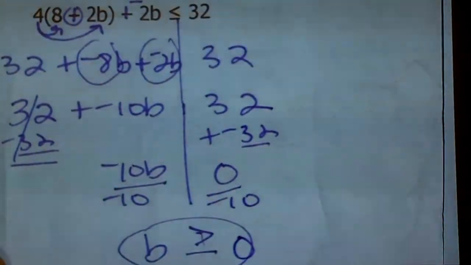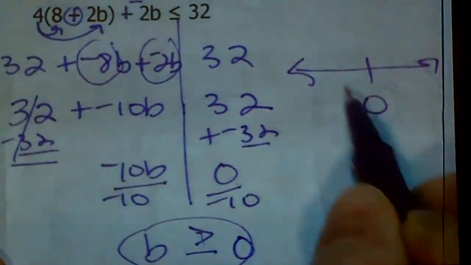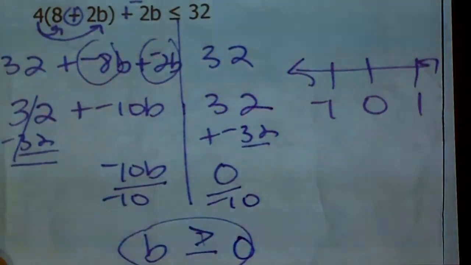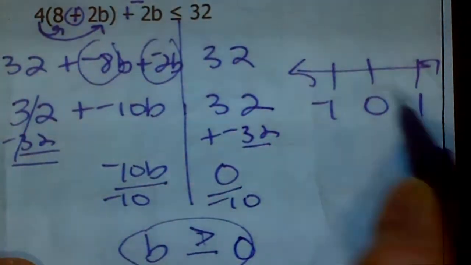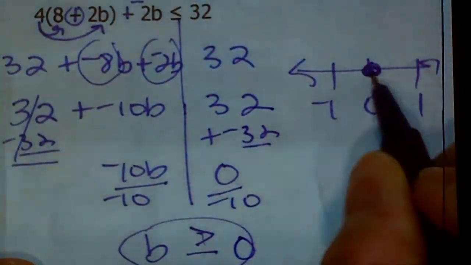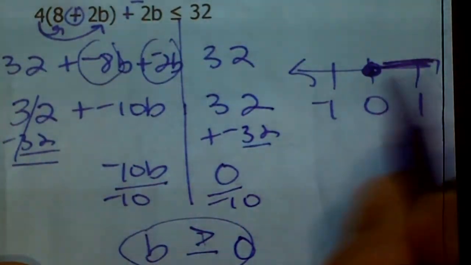So for the graph of this one, I have a 0 here, -1, 1. If b is greater than or equal to 0, it means it can be 0, so I'm going to fill that circle and shade to the right.